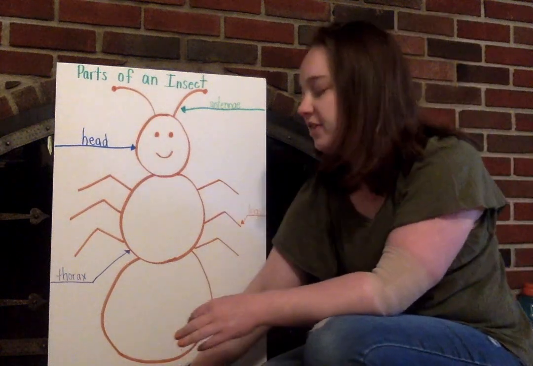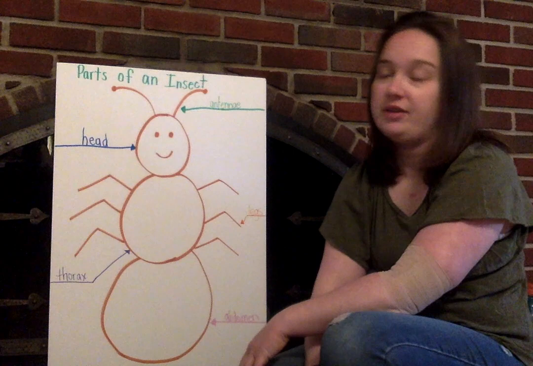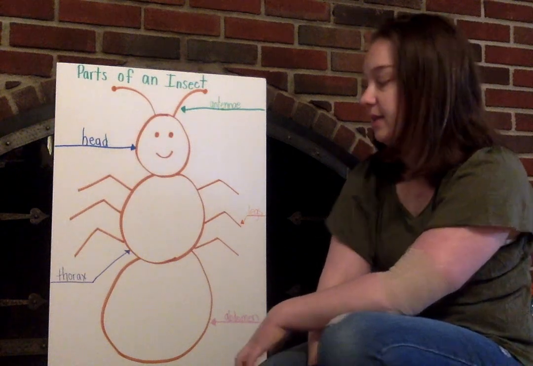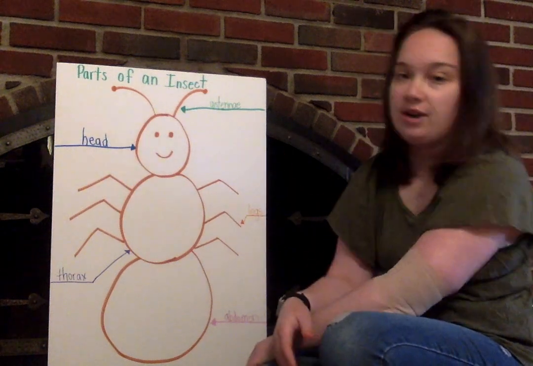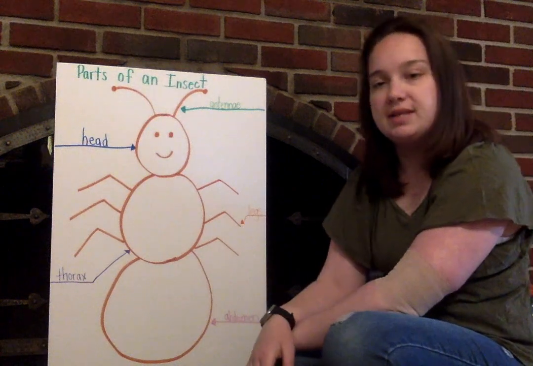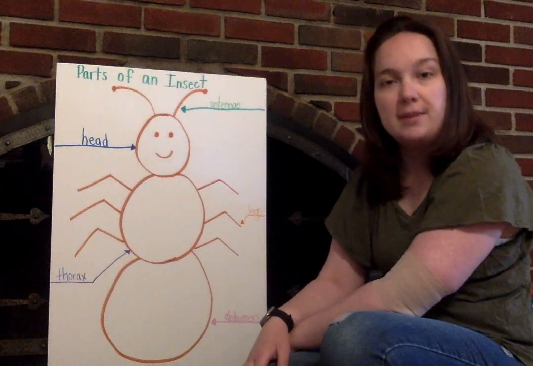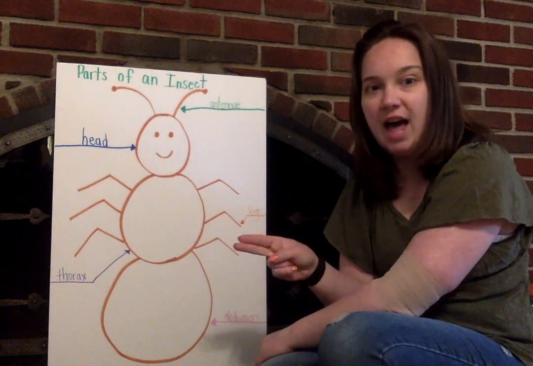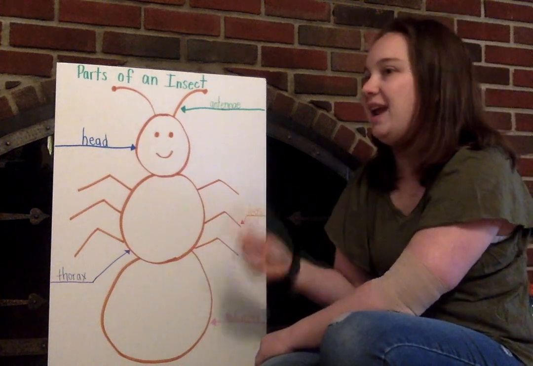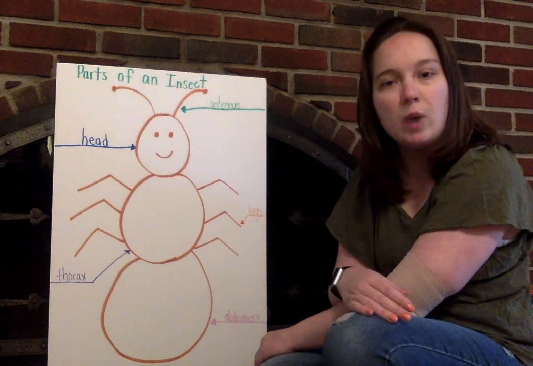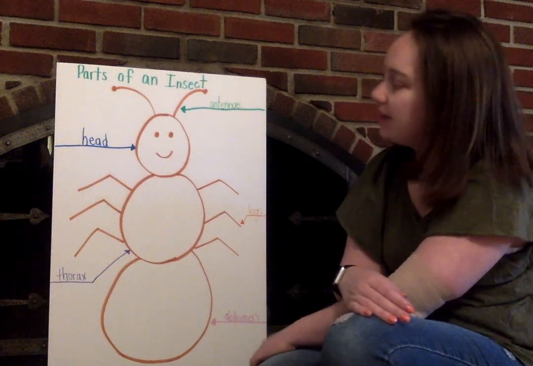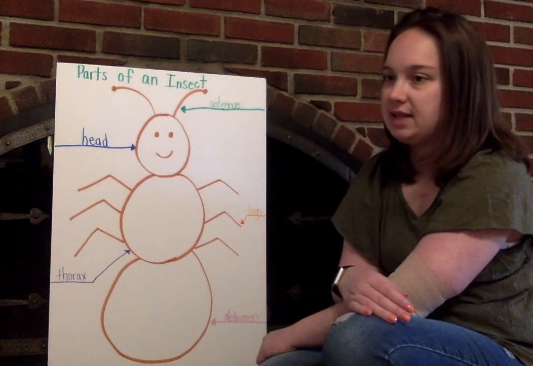And there's one more thing that some insects have. Not all insects have them. This insect that we're looking at here happens to be an ant. So it doesn't have this special thing that I'm going to tell you about. But some insects, like bees and flies, have one more thing that ants don't have. They have wings. So some insects have wings, but not all insects.